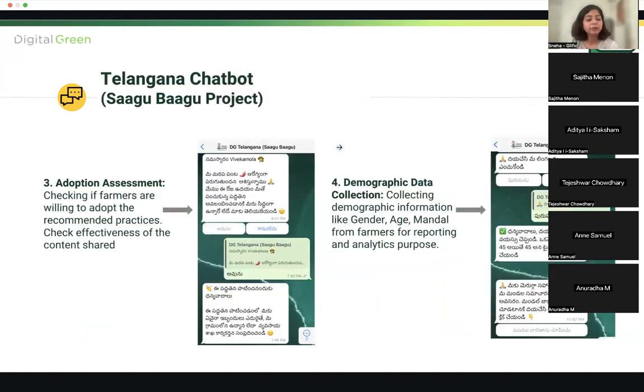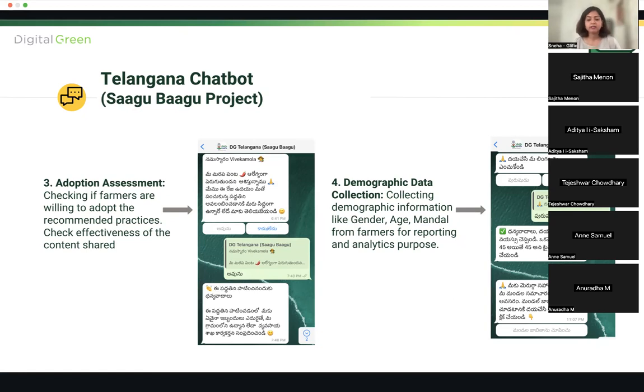The last two things which they did were, one, checking adoption assessment. With adoption assessment, on the basis of the crop calendar, every day or every week, these farmers will receive a practice. Like, hey, do this, your crop is at this stage, implement this practice on your farm to improve the crop. Once they've shared that practice, they also wanted to understand whether this is relevant for them, or whether they are willing to adopt this recommended practice. So by the end of the day, they would share another message, hey, did you find this useful or not? And they would check the effectiveness of the content being shared. So that's another way to improve their programs and understand whether this is relevant or not.